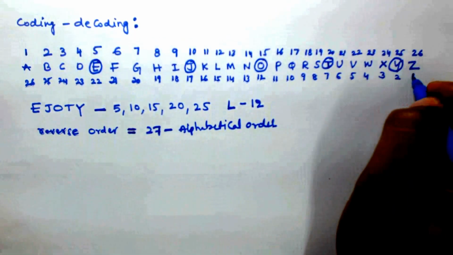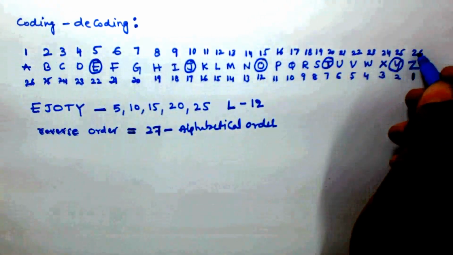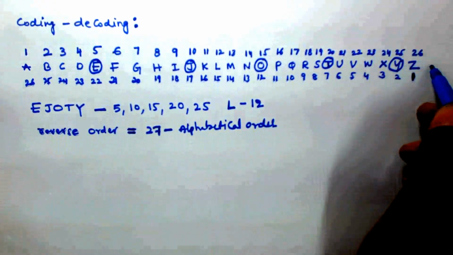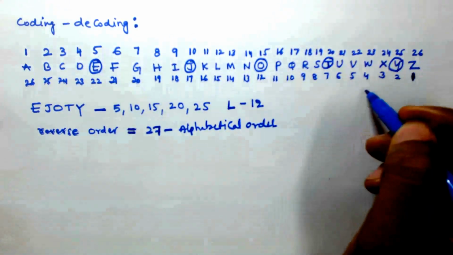For example, Z is 1 in the reverse order, and in the alphabetical order Z is 26. So 27 minus 26 will give Z's position in the reverse order.